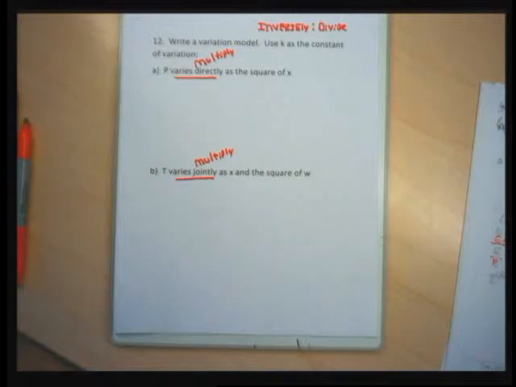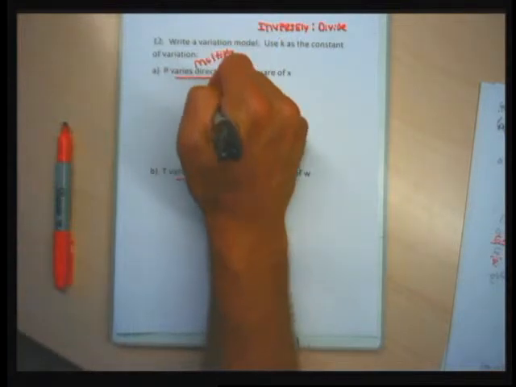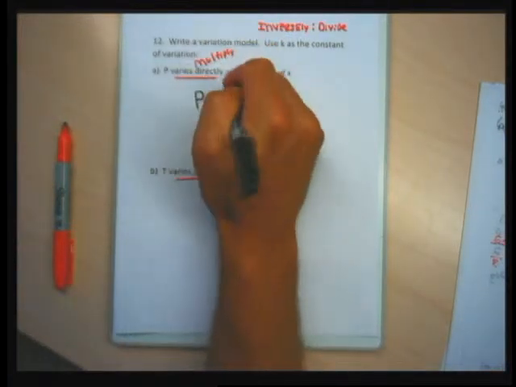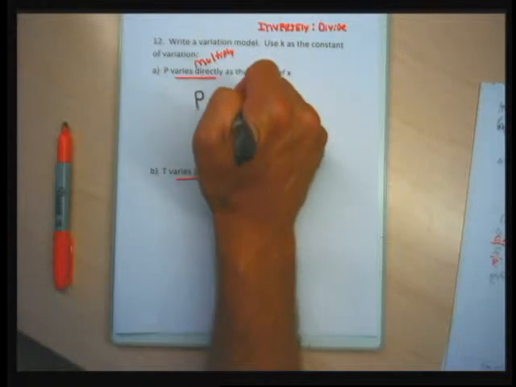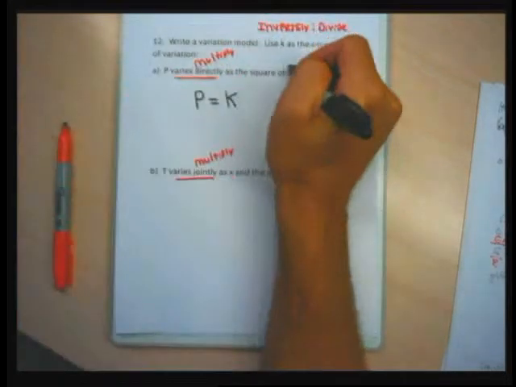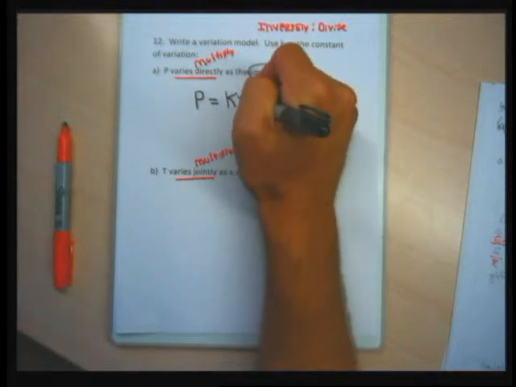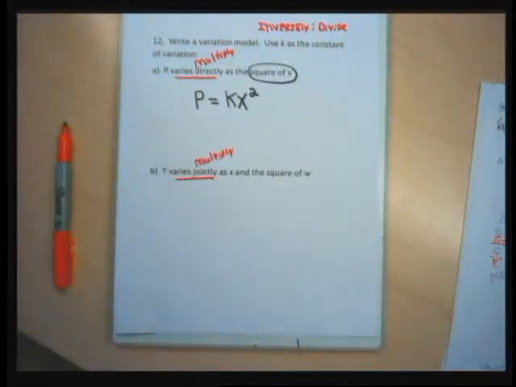Problem 12 just wants me to create an equation that doesn't have any numbers, so I can't solve for k. So I'm just going to create an equation. Because I see varies directly, the first letter I'm going to write is a p, then I make an equal sign. I know I need a k for all these problems, and to the right of my k, it has to be multiplication because it's directly, and I have to have something that represents the square of x, and the square of x is an x with an exponent, not a radical sign, as opposed to square root.